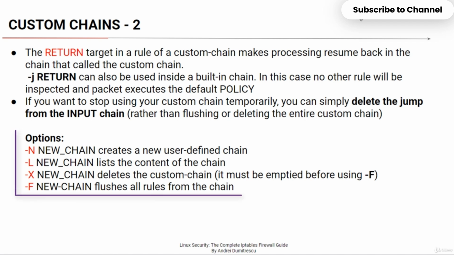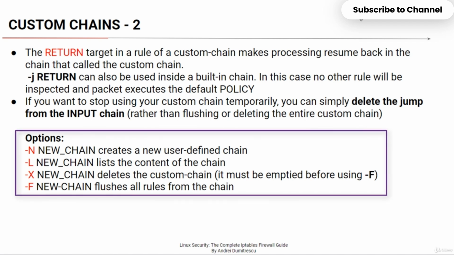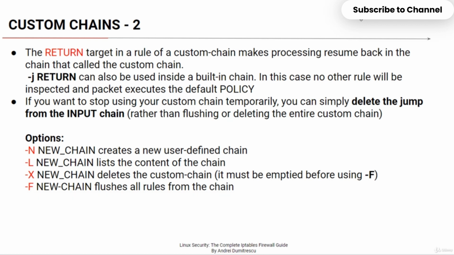Let's take a look at available options. -N creates a new user-defined chain and -X deletes a user-defined chain. To list the rules of a user-defined chain, you use -L as usual. Note that before deleting a user-defined chain, the rules of the chain must be flushed or you get an error. To flush the rules of a user-defined chain, you use iptables -F and the name of the chain.